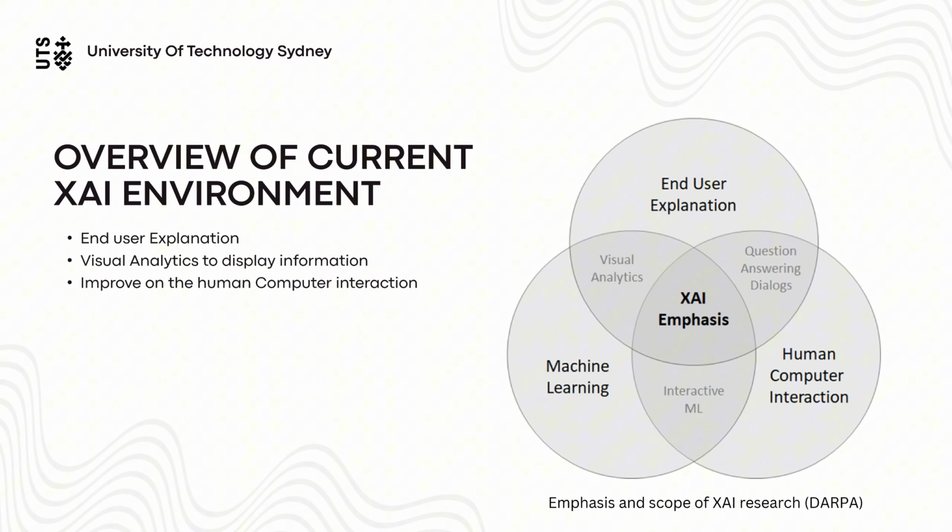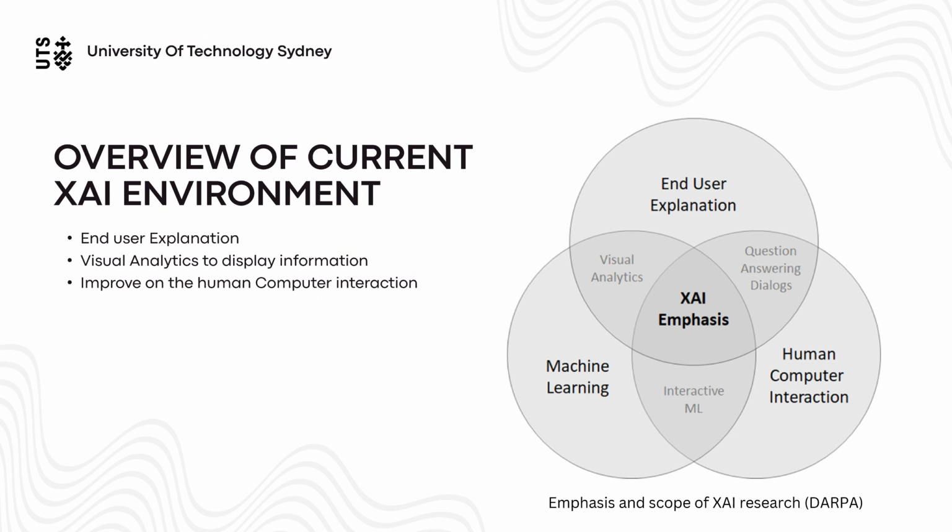In this diagram, which I found on DARPA's research website, you can see that in the field of explainable artificial intelligence there are three main things: the machine learning side, the end user, and the human interaction side. These are the three main things that researchers focus on to improve AI and ML interpretability.